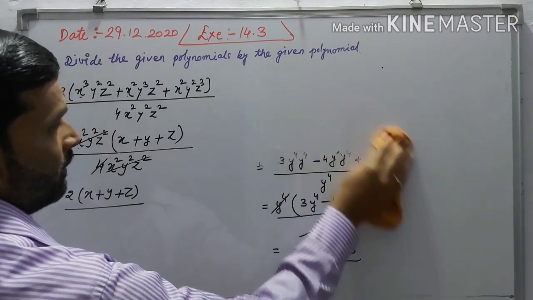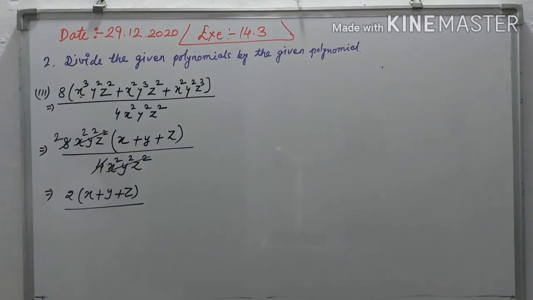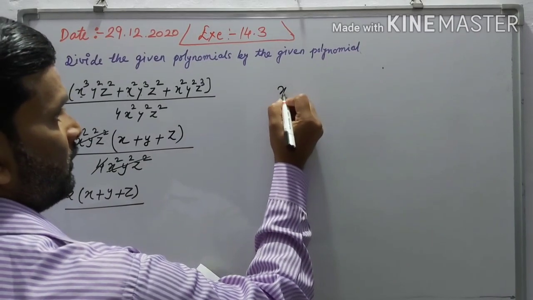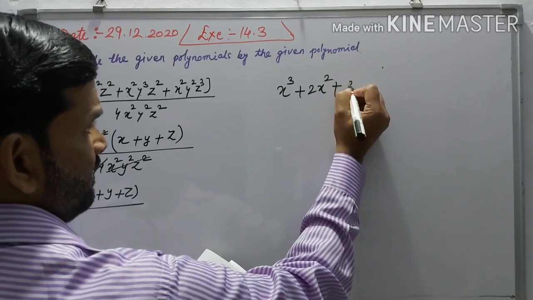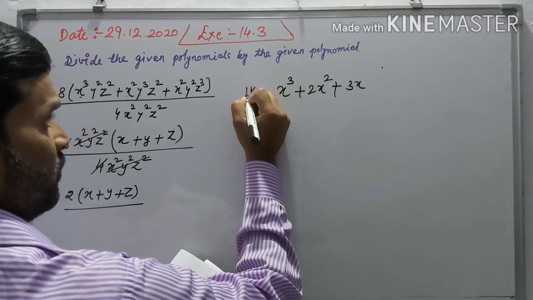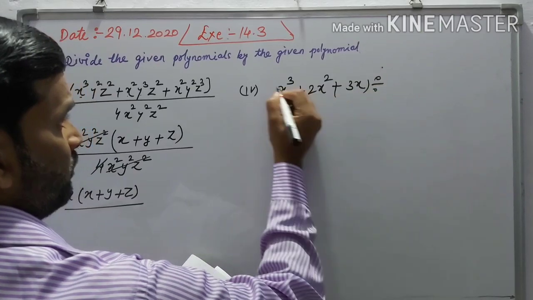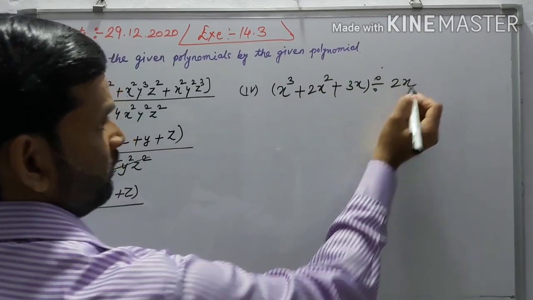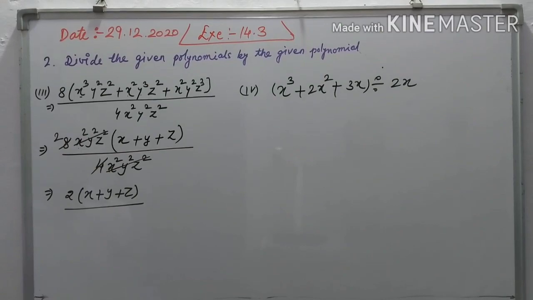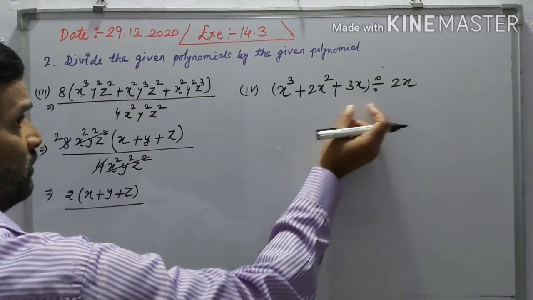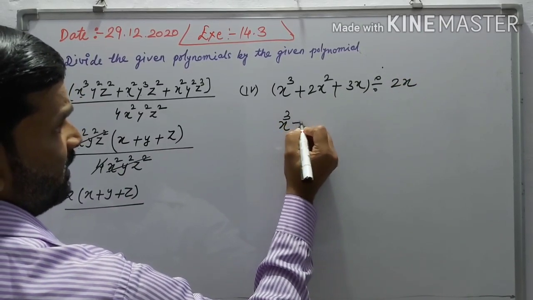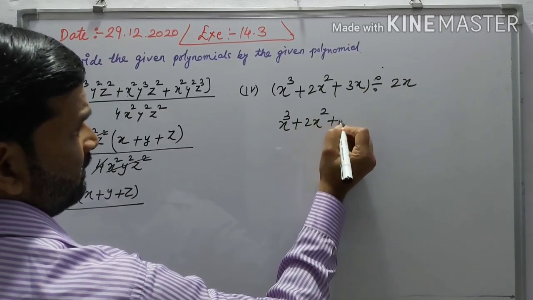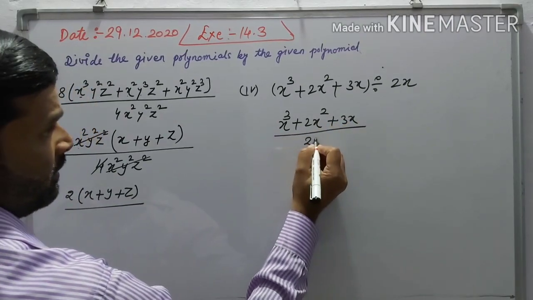Okay, now the next question, question number 4, is x^3 plus 2x^2 plus 3x, divided by 2x. For this polynomial division, first you find whether all quantities are common or not, that is x^3 plus 2x^2 plus 3x, divided by 2x.